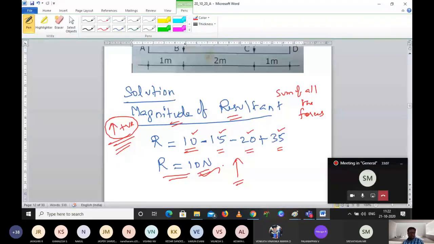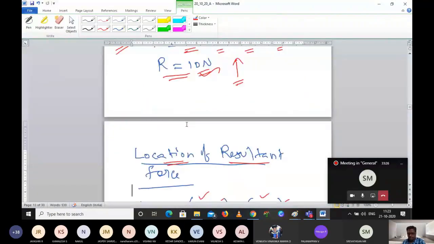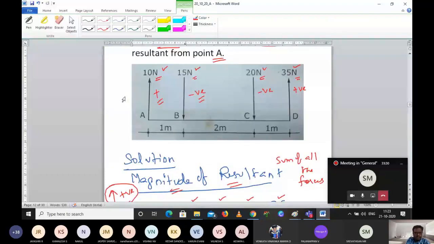Are you getting? So now I got the resultant of this particular system, but I did not come across where it is acting. The location I did not come across, because in the system we have the total length of 4 meters, but I don't know where it is acting. So for that, we have to take moment about any one of the points. In this condition, for better understanding, I have taken moment about A point. Please all of you listen.